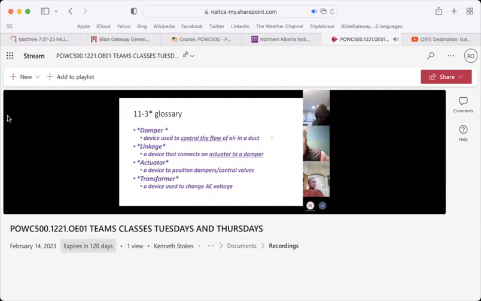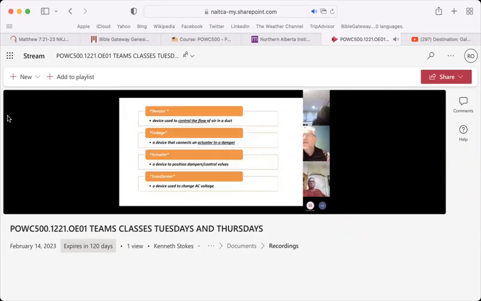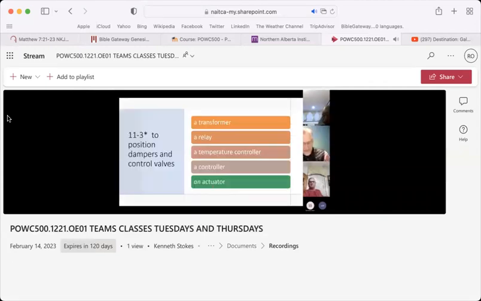Next slide is the glossary repeated. And I think the next slide is the same. Yeah. A damper controls the flow of air in a duct. A linkage connects an actuator to a damper. An actuator is used to position a damper and/or control valve. And a transformer is something we use to change AC voltage. This is not air conditioning. This is AC voltage as opposed to DC voltage. We have an electrical chapter coming up in one of the later books, more stuff about electricity.